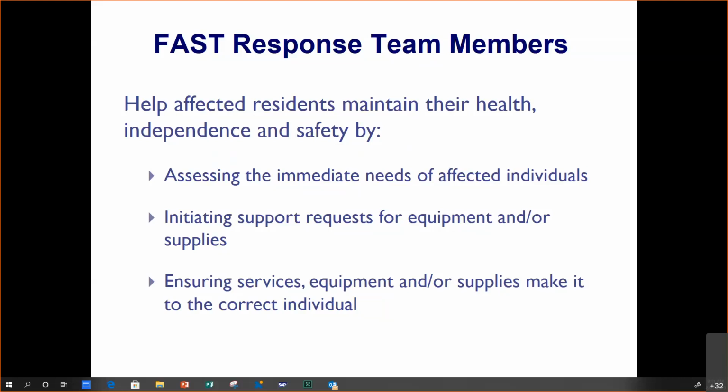They'll initiate the support request for equipment or supplies. They'll also ensure that the equipment and supplies make it to the correct individual. This is pretty important, that we track who the request is for, that it gets to that individual and doesn't get lost in the shuffle or get misplaced somewhere. We want to make sure the individuals that need the supplies or the resource get that.